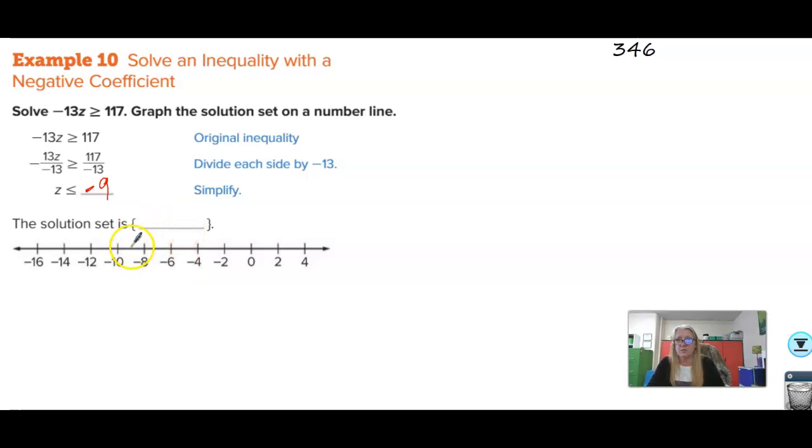So negative 9 would be here. It's less than or equal to, so it's a solid dot. And the less than side is over here, like that.